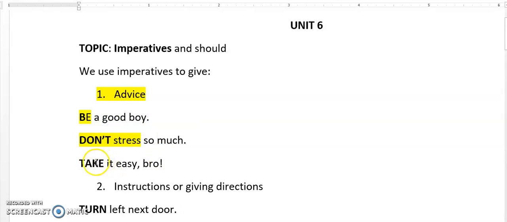So over here we have another example. Take it easy, bro. Relájate, hermano. Usamos esta expresión take it easy, es muy usual, es muy popular para decir relájate, cálmate. ¿Ok? Es muy informal, así que es usado para nuestros amigos.